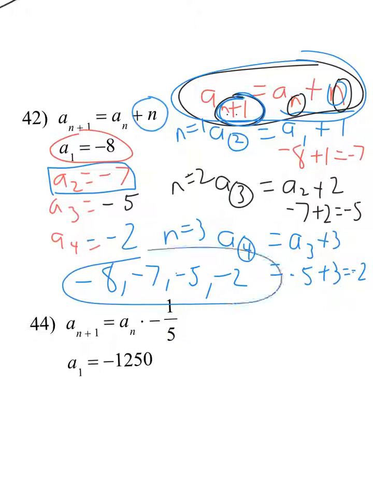So notice what happened on this one. I started with negative 8. I added 1, then I added 2, then I added 3. That's the pattern in my sequence.